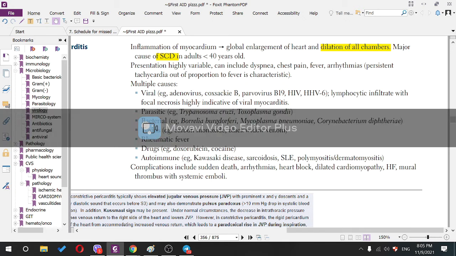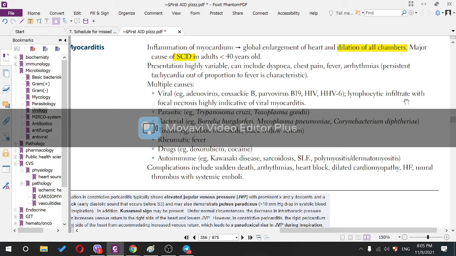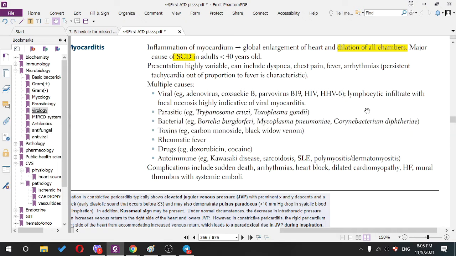So, okay, anyway, lymphocytic infiltrate with focal necrosis is highly indicative of myocarditis. When I say lymphocytic infiltrate, would it be mononuclear or multiple nuclei of the cells in myocarditis?